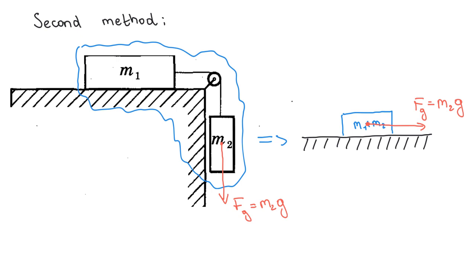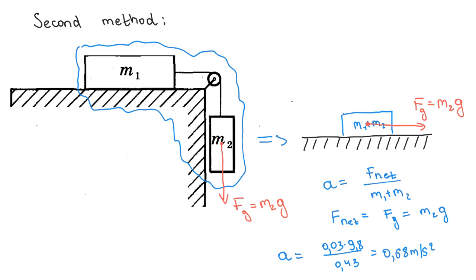Acceleration is equal to net force over m1 plus m2. The net force, in this case, equals the force of gravity m2g because there is no resisting force. We substitute numerical values and get acceleration equal to 0.68 meters per second squared. So we get the same answer.